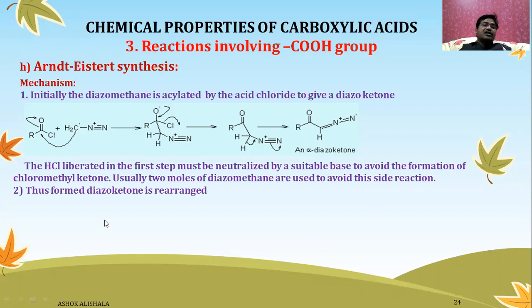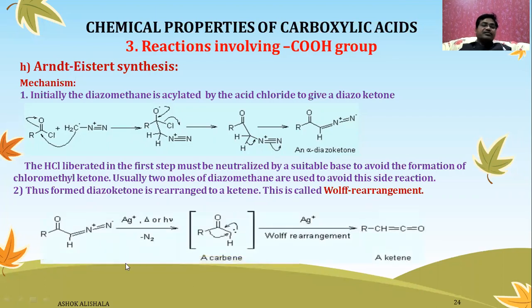Now let us see, the formed diazoketone is rearranged to give a ketene. The rearrangement from the diazoketone to the ketene is called the Wolff rearrangement. See here, a rearrangement takes place. When it is heated in the presence of silver, nitrogen is liberated and we get a carbene. This is what is called carbene formation.